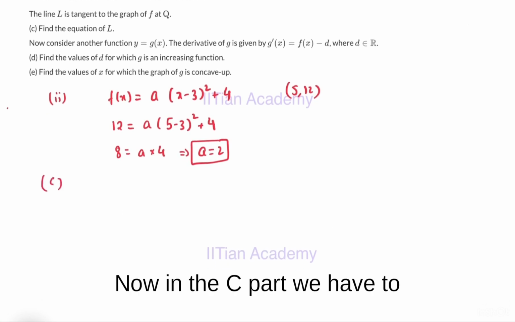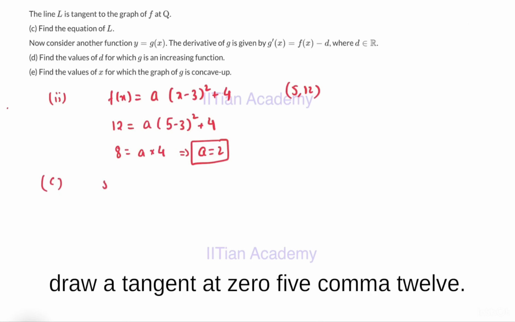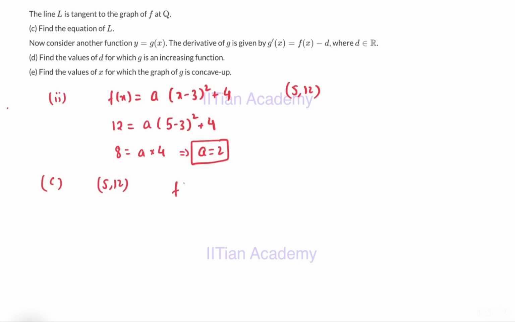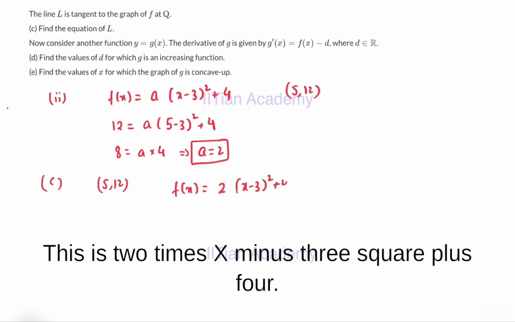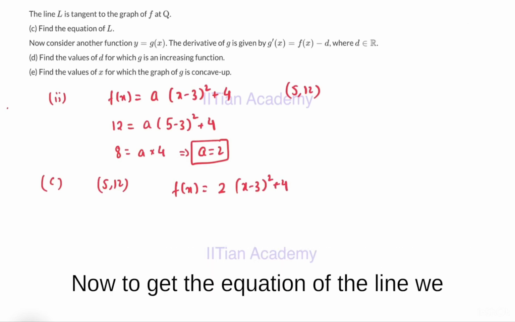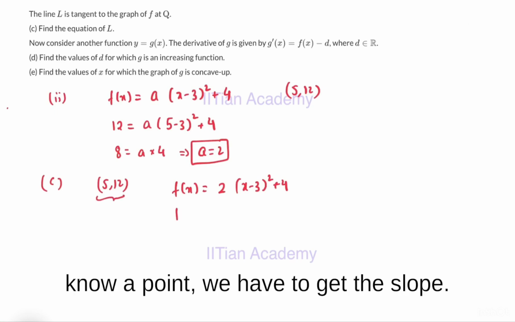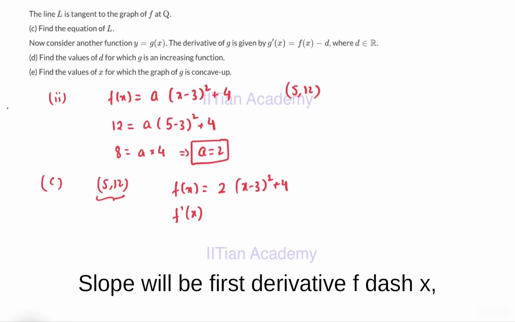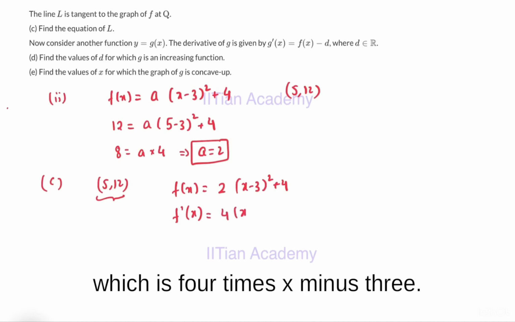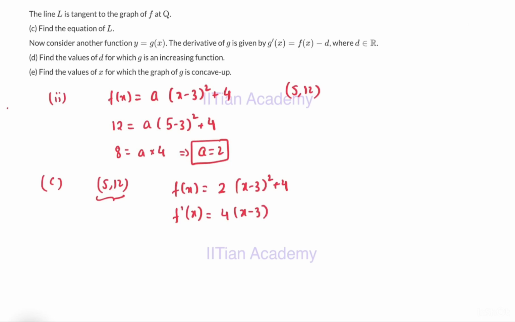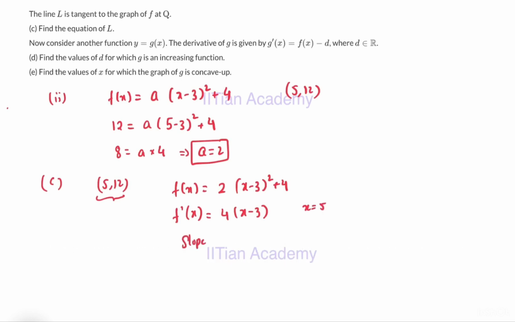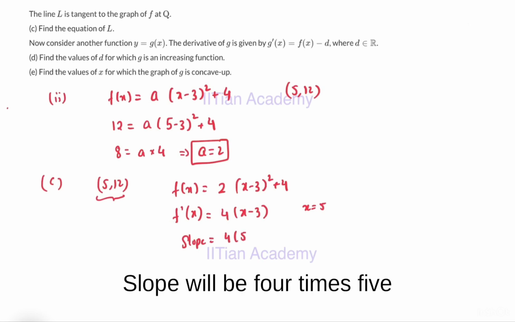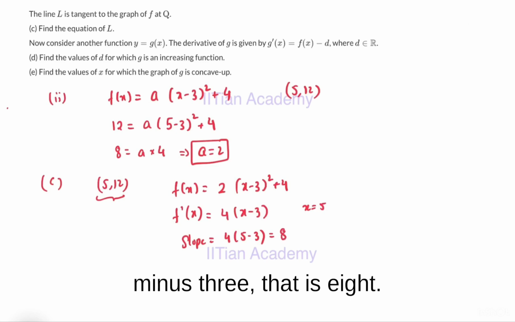Now in the C part, we have to draw a tangent at point (5, 12). Now f(x) is completely known. This is 2 times (x minus 3) squared plus 4. Now to get the equation of the line, we know a point. We have to get the slope. Slope will be the first derivative f'(x), which is 4 times (x minus 3). Now putting x equals 5, we can get the slope. Slope will be 4 times (5 minus 3), that is 8.